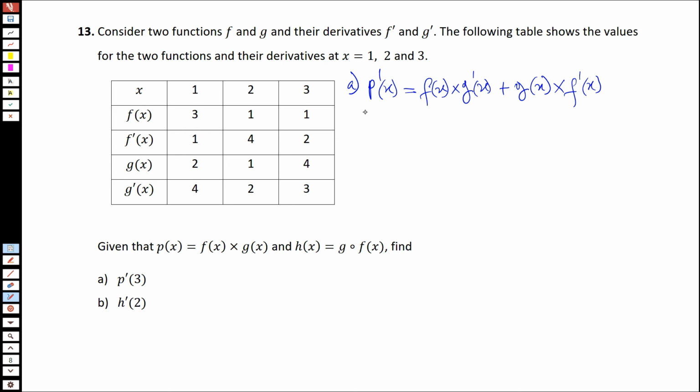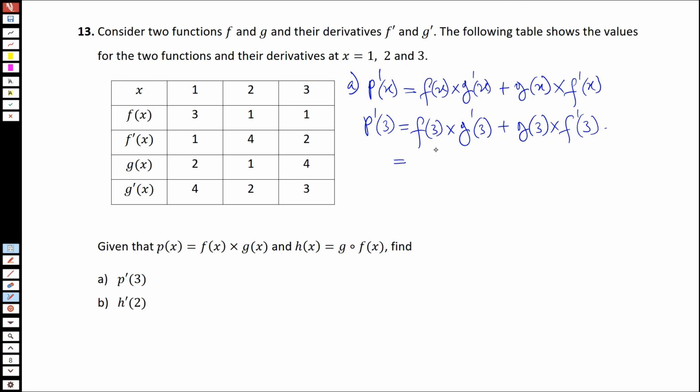So if you want to find the derivative of this function at a specific point, so let's say at 3 as it's required in this question, that means we are going to plug 3 in place of x. So we'll have f of 3 multiplied by g dash 3 plus g of 3 multiplied by f dash 3.